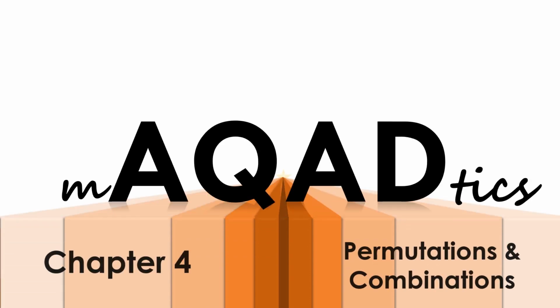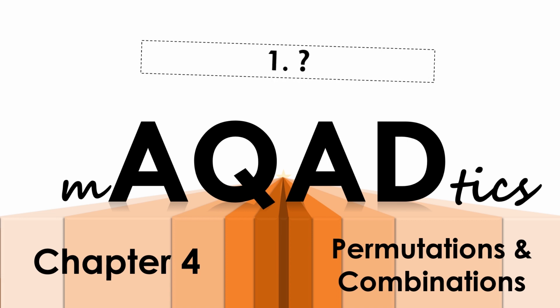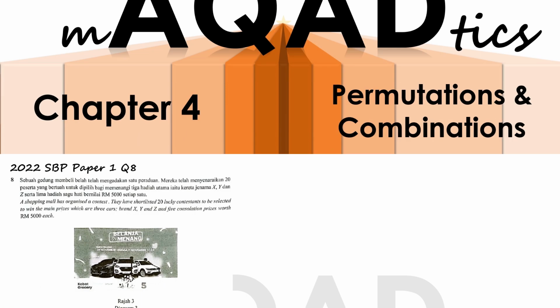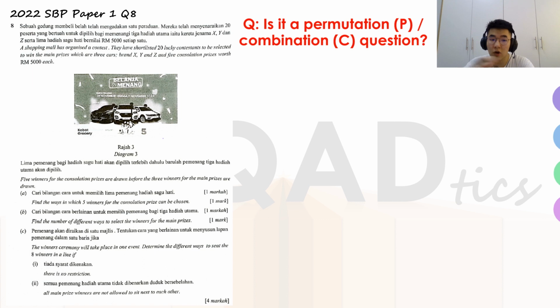This video will focus on chapter 4, Permutation and Combinations. Let's aim ourselves to learn one thing from this video. I'll let you have a few seconds to go through the questions first, but in the meantime, I would like you all to determine for each question, is it a permutation question or a combination question? Permutation means that the question requires arrangement. For combination, it doesn't require arrangement, you just need to combine groups only.